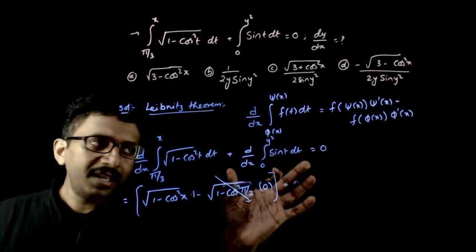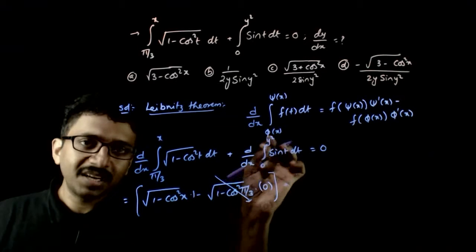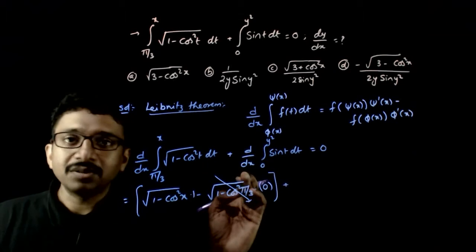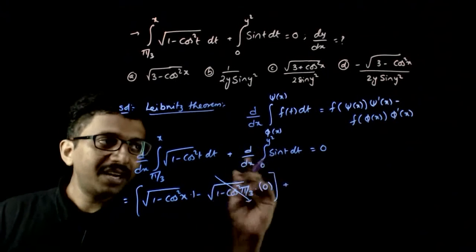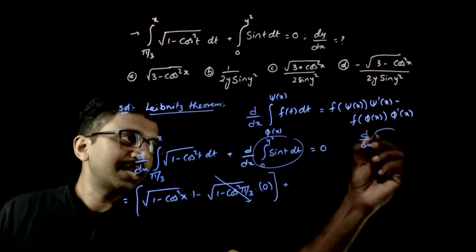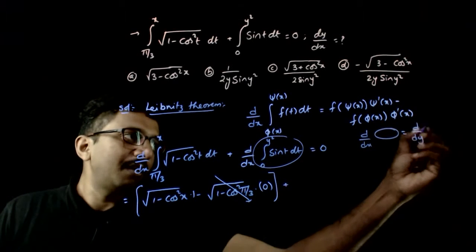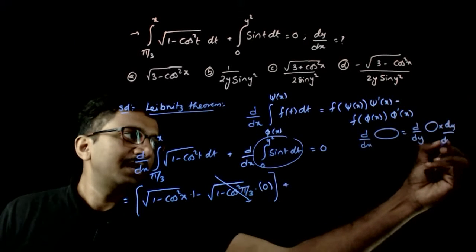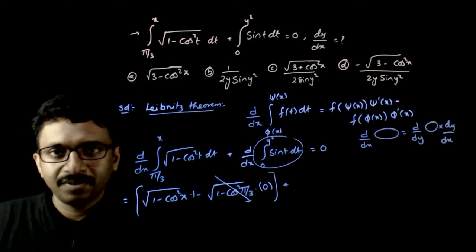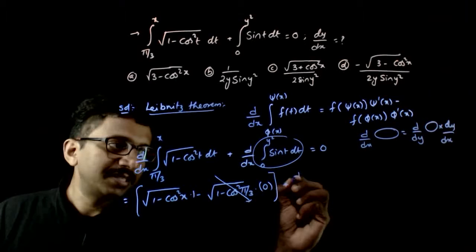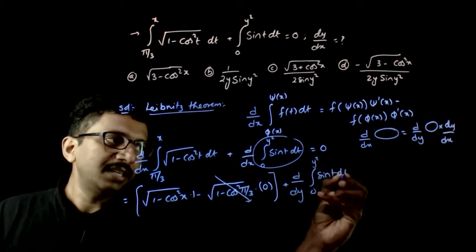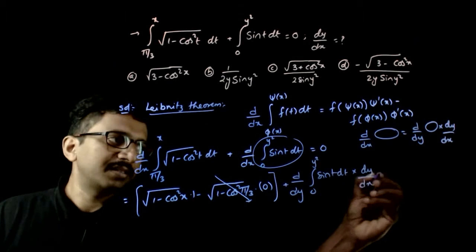Plus, here also you have to do d by dx, but this is a function of y because the limits are in terms of y. So how do we manipulate this? We manipulate this using the chain rule. d by dx of something can be written as d by dy of something into dy by dx. So this dy and dy get cancelled, it's the same as d by dx of that thing. So I will write it as d by dy of the integral from 0 to y square of sin t dt, into dy by dx, is equal to 0.